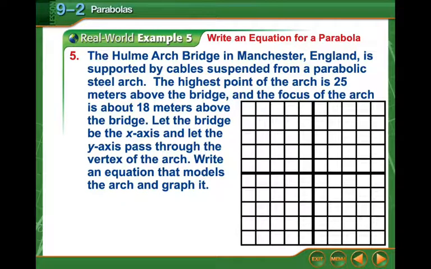So this one here, we have a real-world example. So a couple things are happening here. You're given the height of the arch, so that means our vertex is at 0, 25. And the focus is at 0, 18. So that means this one's going down.